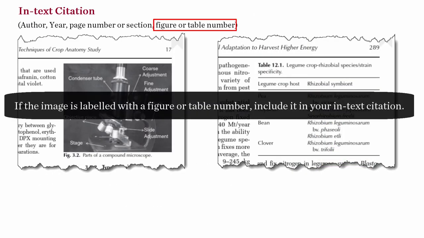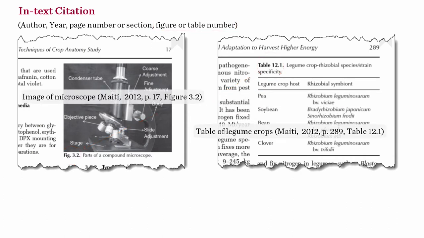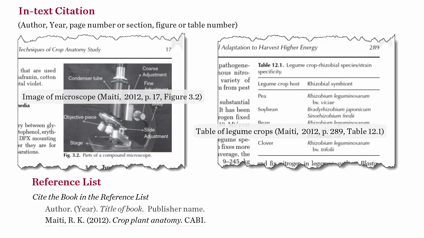If the image is labelled with a figure or table number, include it in your in-text citation. As in these two examples, where we have included the author, the year, page number or section, and the figure number or the table number. Note that figure and table are written out in full. In the reference list, you only need to cite the book.